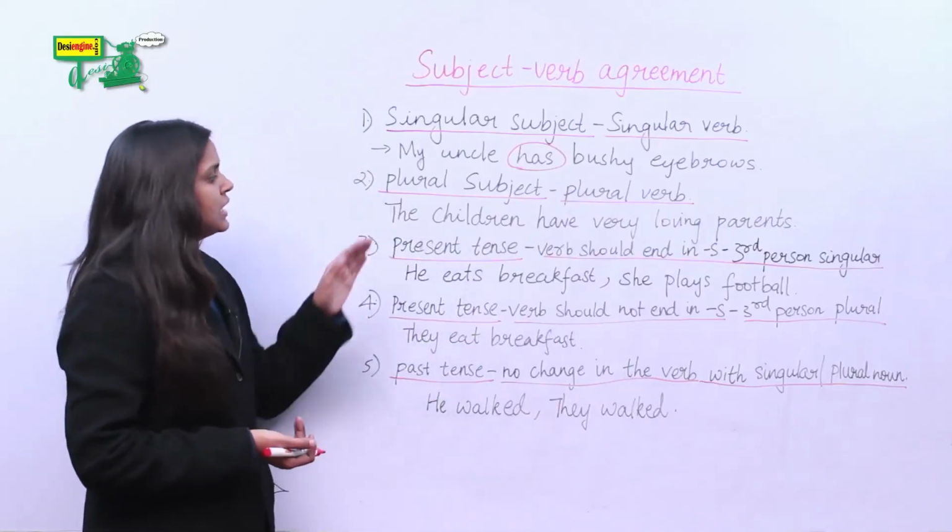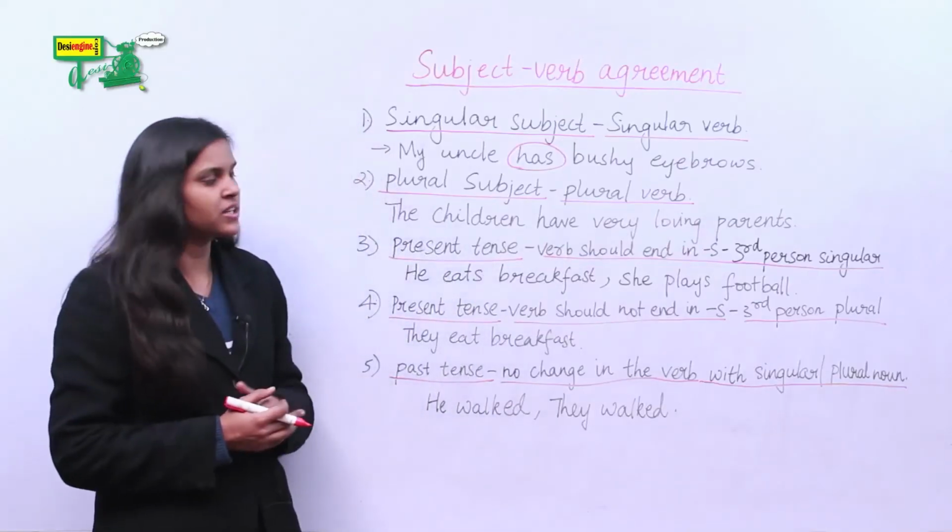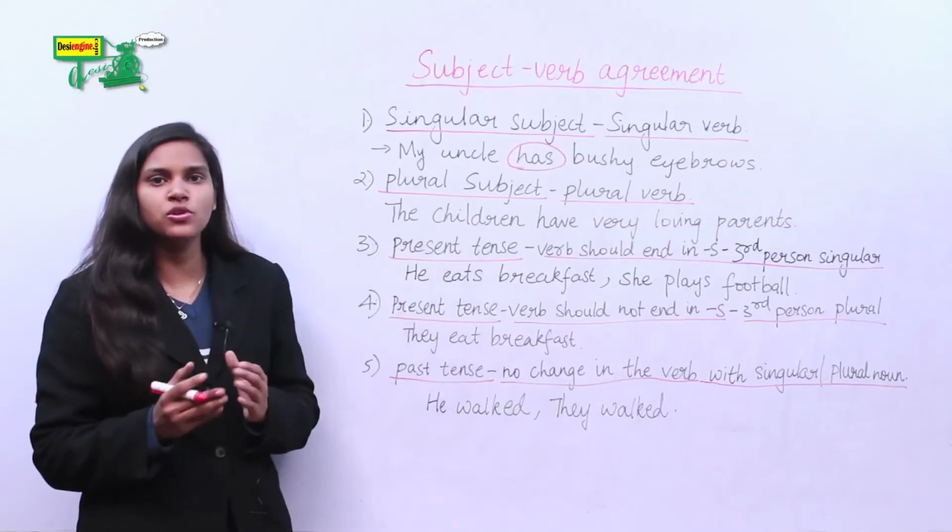The next rule. Plural subjects always take up plural verbs. For example, the children have very loving parents. Here, our subject is the children, which is in the plural form.